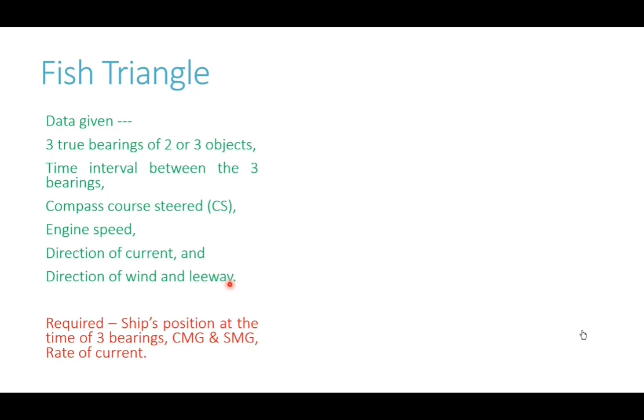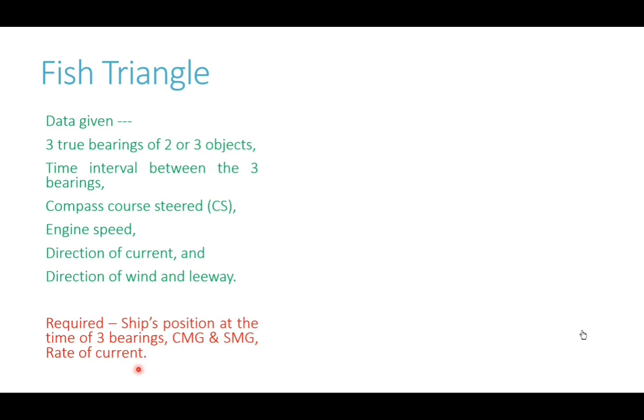And what are we required to find out? We are required to find out the ship's position at the time of these 3 bearings, these 3 observations. We need to find the course made good and the speed made good. And we also need to find the rate of the current. So this is a specific question where the rate of current is intentionally not given to us.